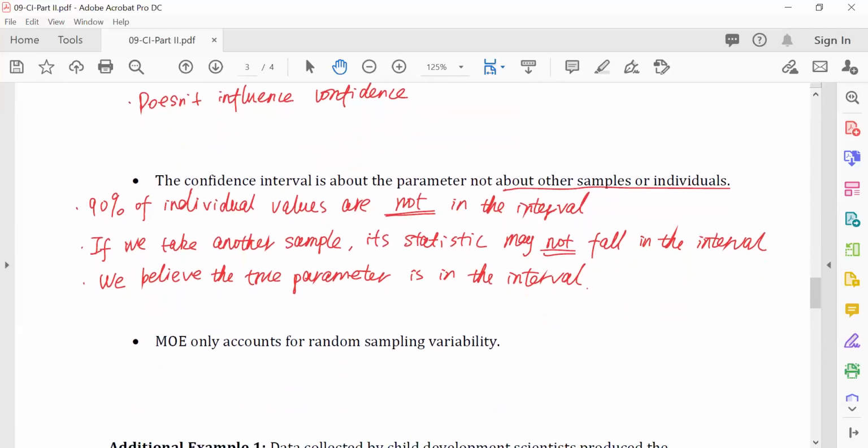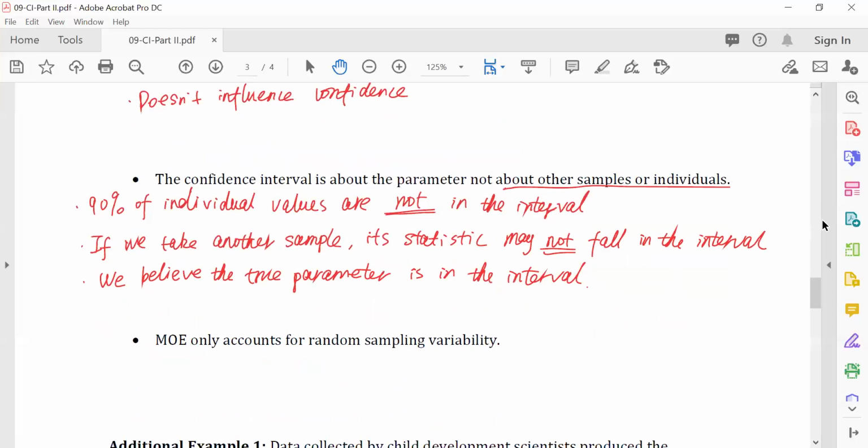The last thing is the margin of error only accounts for the random sampling variability. It doesn't address the bias in the sample.